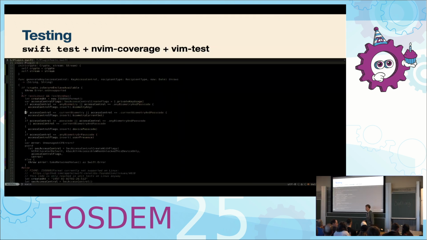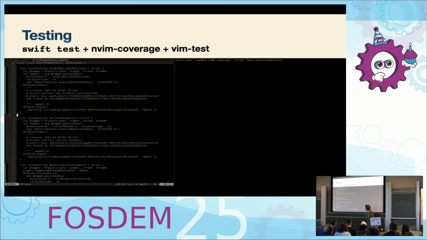So I use Vim as my code editor, obviously, and to be able to see the coverage information in my editor, I added support for Swift to the Neovim coverage plugin. Together with vim-test, this allows you to do some efficient test-driven development.